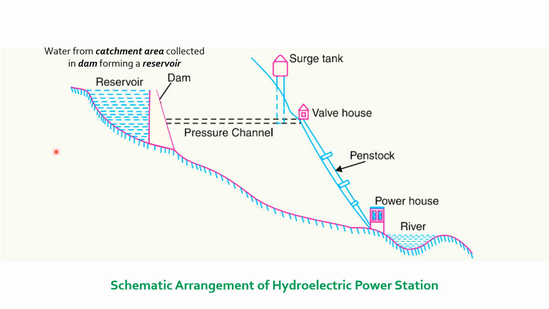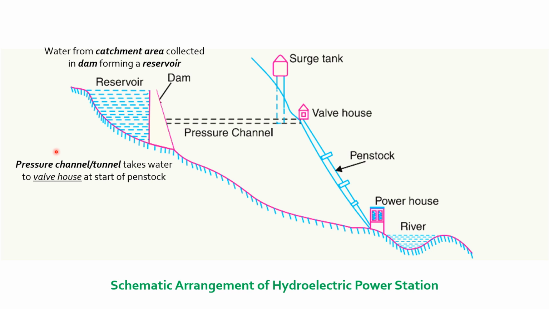So water from the catchment area is collected in the dam, which forms the reservoir. This is pretty obvious. The water from the catchment area, the area where you catch the water and divert it to the dam, flows into the dam, forming a reservoir. And this reservoir is also the forebay.